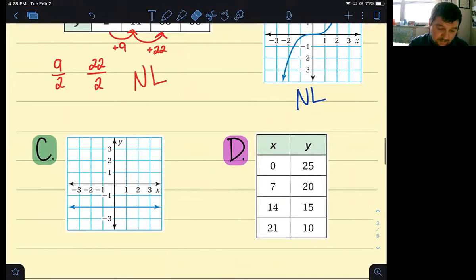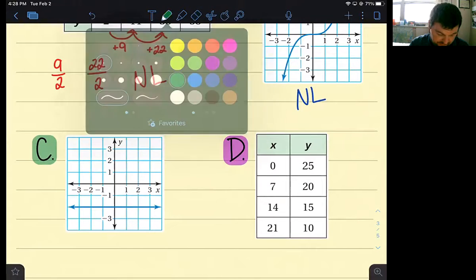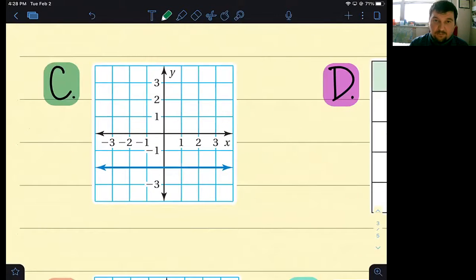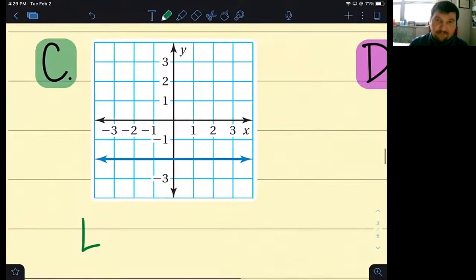Okay. Example C, is that a linear function? Of course it is. That's definitely linear. Did I put nonlinear? Yeah, it's definitely linear. And then it has a formula of y equals, it's got a 0 slope, but it crosses the y-axis at -2. So then y equals -2.